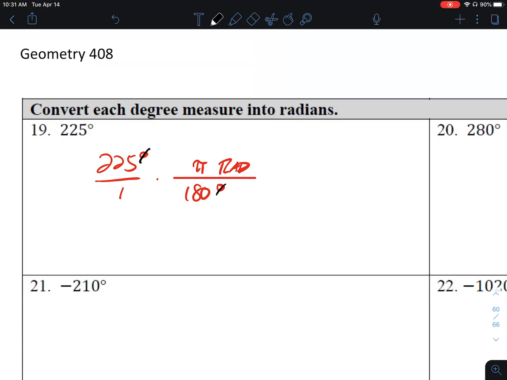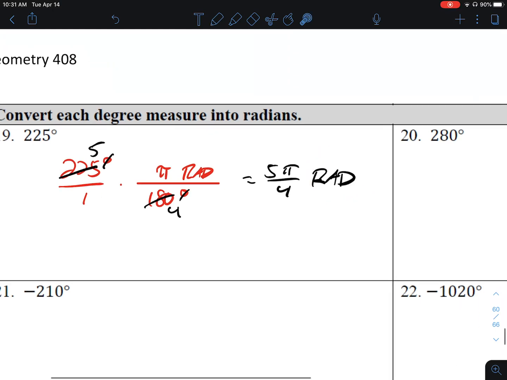We can divide both 225 and 180 by 45. 45 goes into 225 5 times. It goes into 180 4 times. It's going to make this 5 pi over 4 radians. If you don't write radians, it's fine. It's assumed to be in radians.